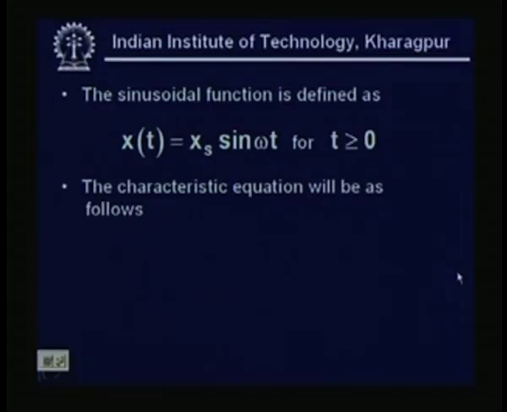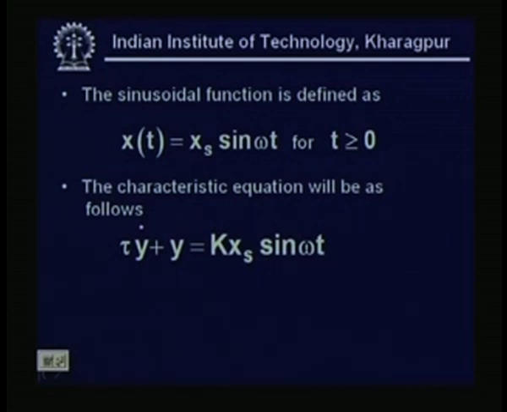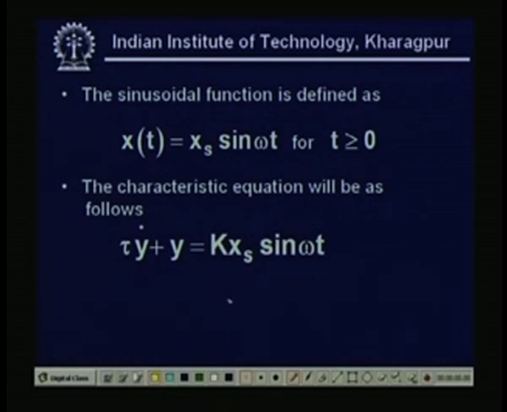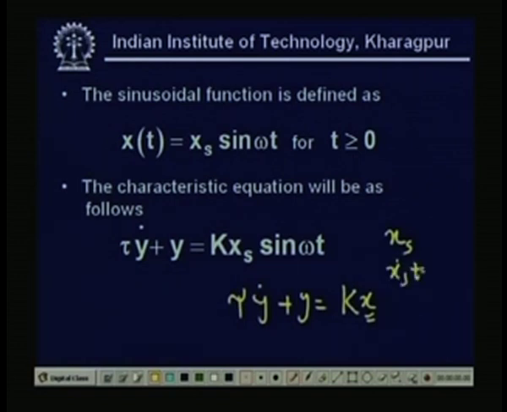So, the characteristic equation will be as follows. I have just replaced x on the right hand side by k x s sin omega t, so tau y dot plus y equal to k x s sin omega t. Our basic equation, as we remember from the very beginning of the lecture, is tau y dot plus y equal to k x. In the case of step input, we replaced x with x s. In the case of ramp input, we replaced x with x s into t. In the case of sinusoidal input, we replace x by x s sin omega t.